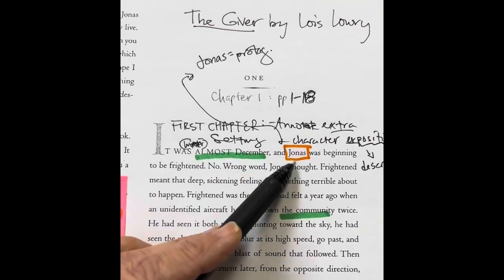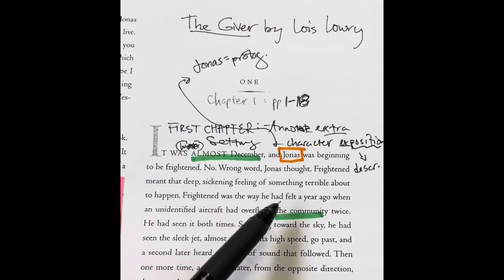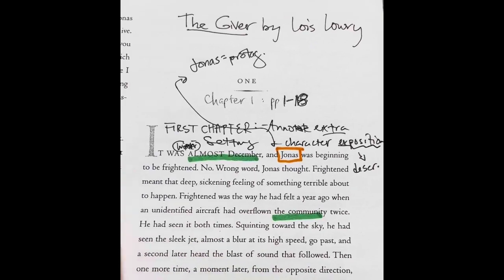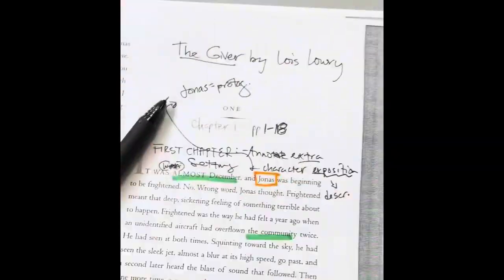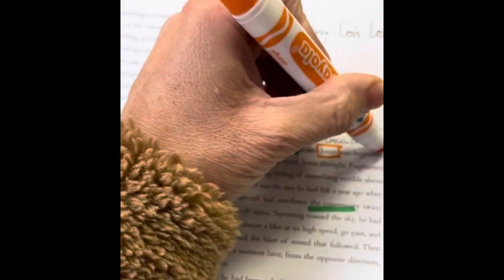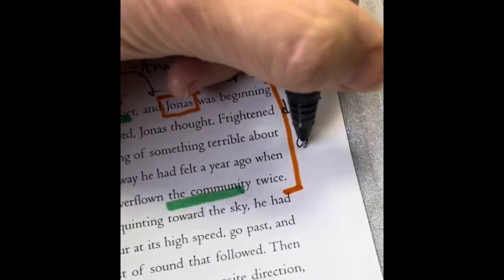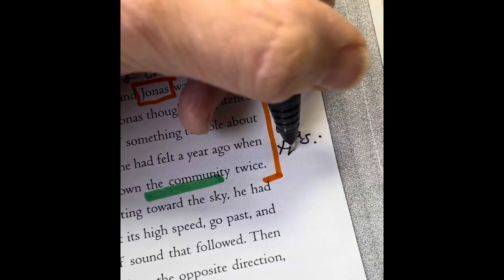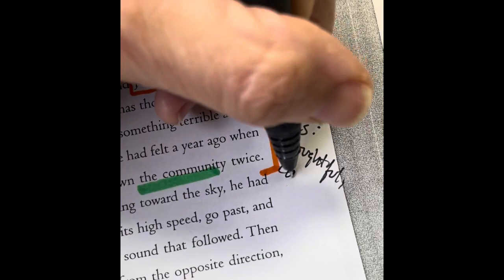So, what do we see? Beginning to be frightened. No, wrong word. And then he's defining that word, okay? And then he had been only fascinated. And then he's kind of going on this side note. So, what am I going to say here? I'm going to just mark this down. And I'm going to say Jonas. From what we know so far, we're going to say thoughtful. Careful with his words.